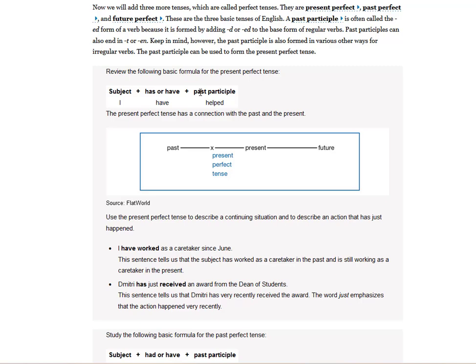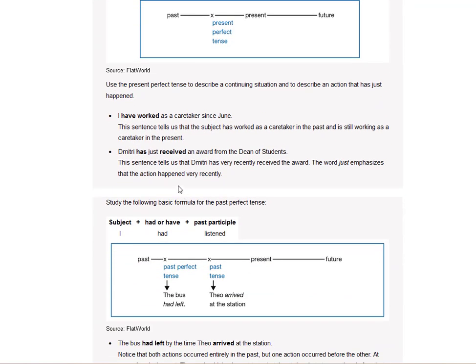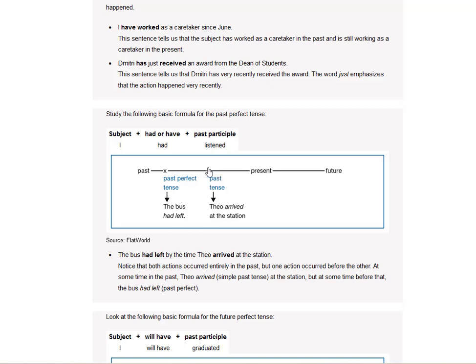That's how you use perfect tenses. And I went off your book because I think that's what they're trying to say here. Okay, the bus had left. Theo arrived at the station. So the bus had left at 3 o'clock, and then Theo arrives at his station at 5 o'clock. So always the past perfect, the perfect tense, always occurs before.